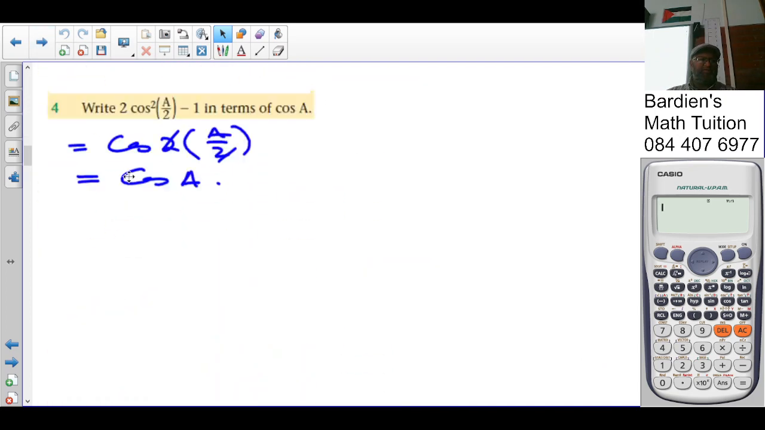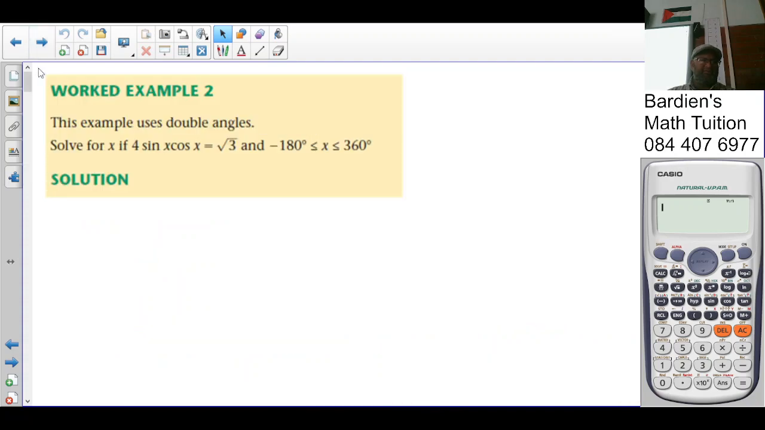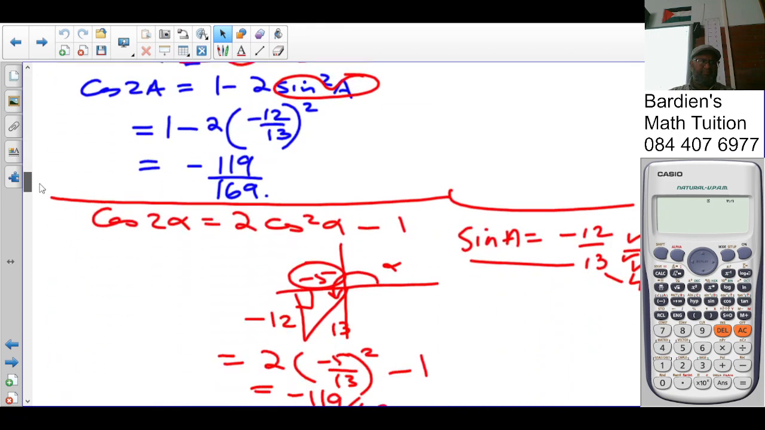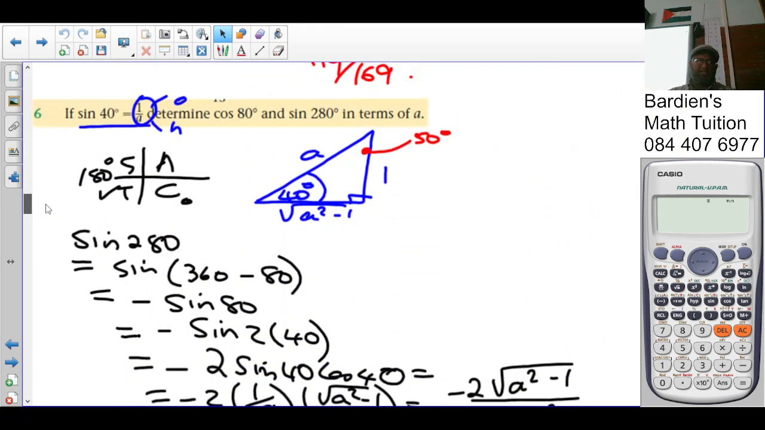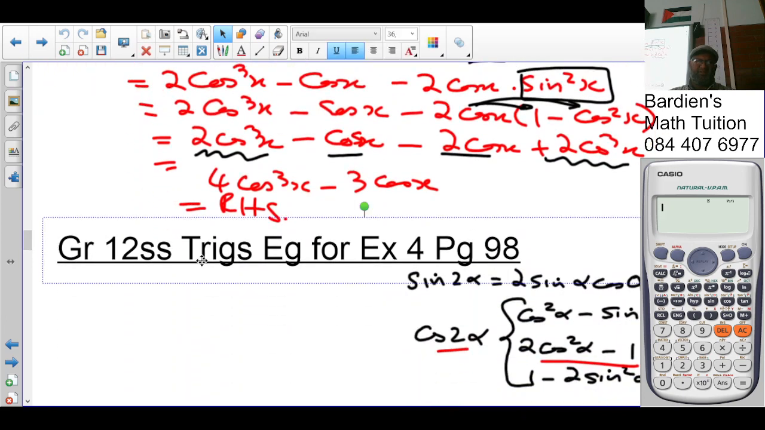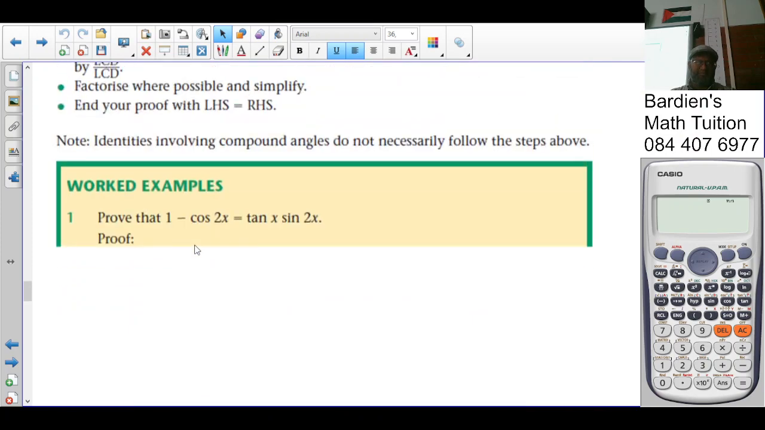So at this point we have completed exercise 4. Completed exercise 5. I know exercise 4 we didn't do, no? No, we did. Skipped exercise 4.